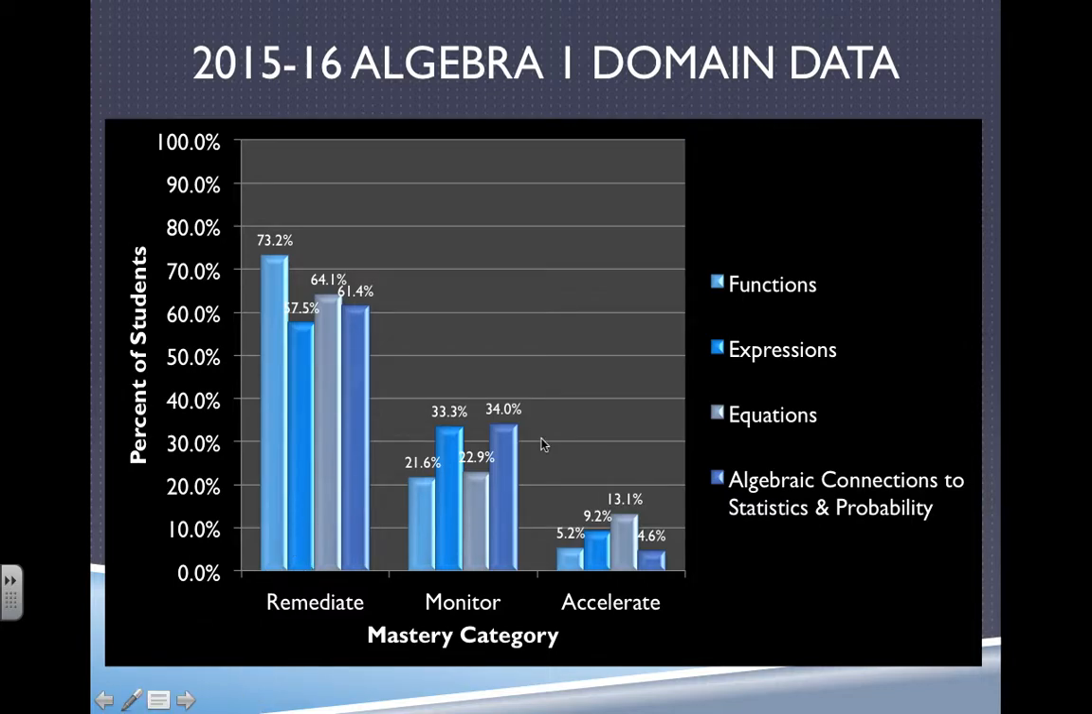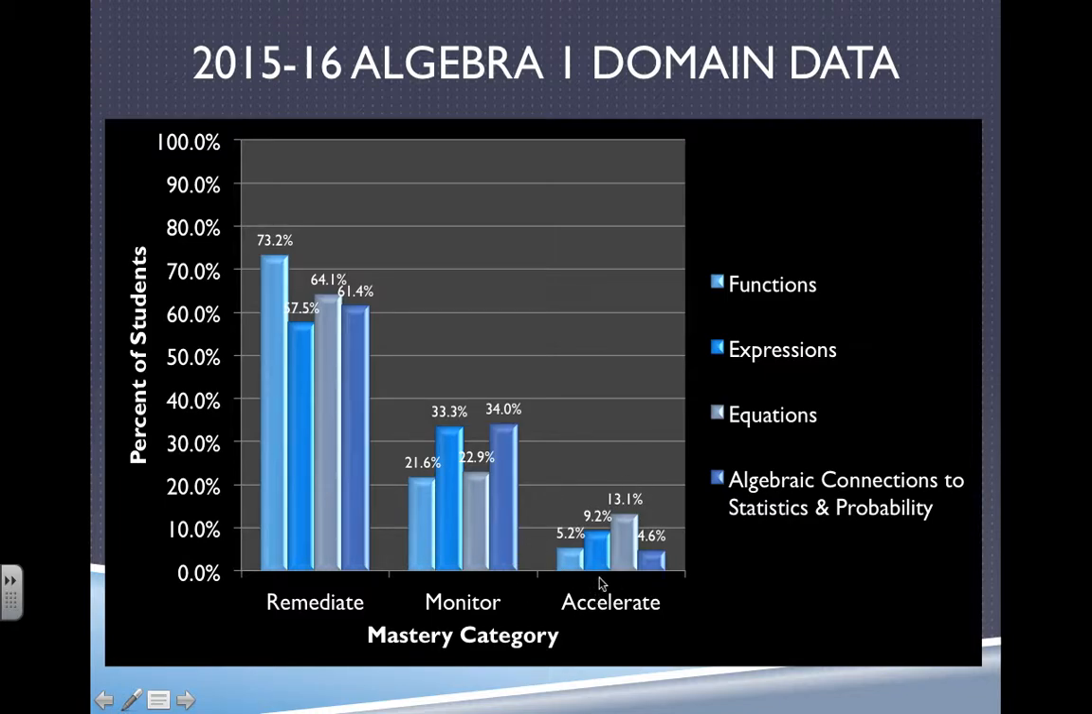And so we've got our 4 main strands of the Algebra 1 standards. Those are functions, expressions, equations, and statistics and probability. You can see here that the majority of our students need remediation in functions. We're going to talk about why we think that is in a minute. And then we've got our expressions, equations, and statistics and probability domains as well. And then the percentage of students who need to be monitored and accelerated.